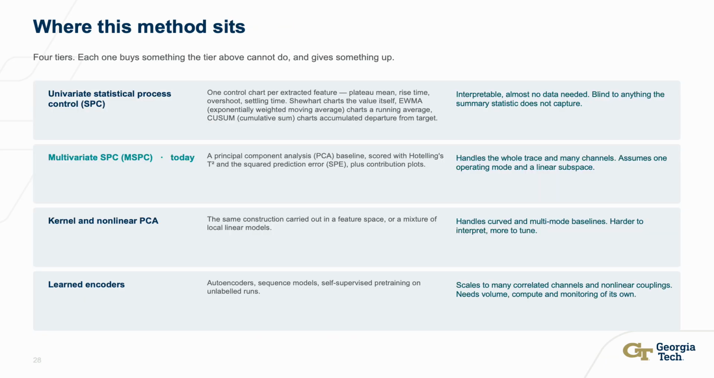Now let us put this method in context, because everything we have done is a 1990s technique and you were in an AI course. 4 tiers. Univariate statistical process control. Extract features from the trace, plateau, mean, rise time, overshoot, settling time, and put each one on its own chart. A Shewhart chart plots the value itself.